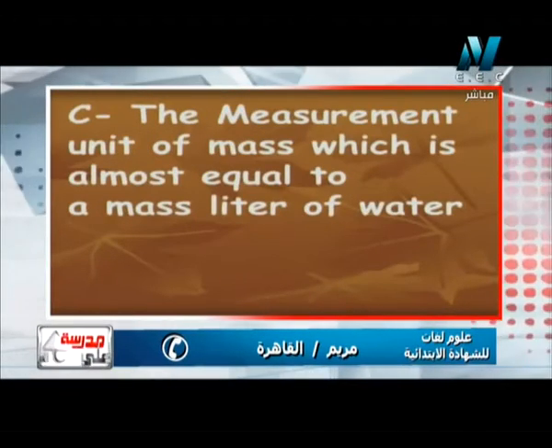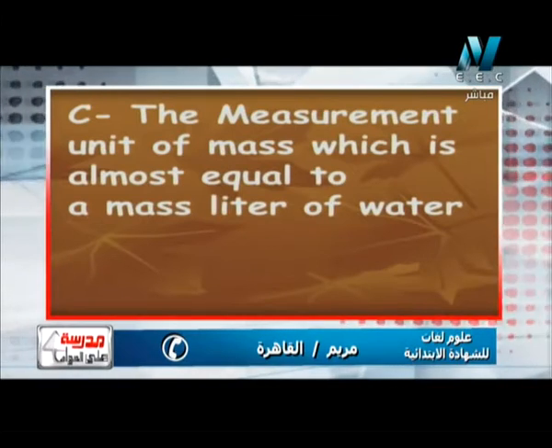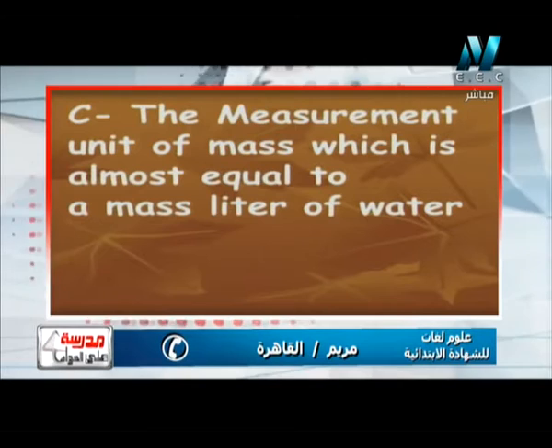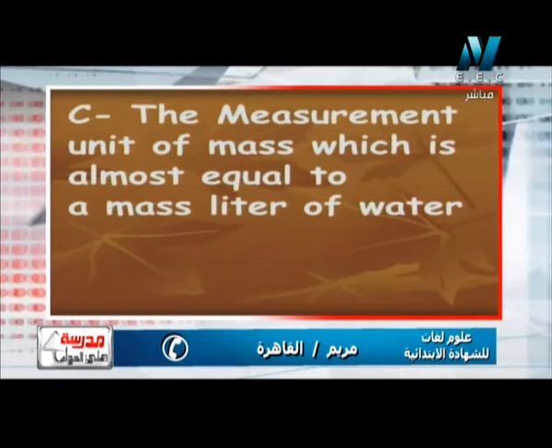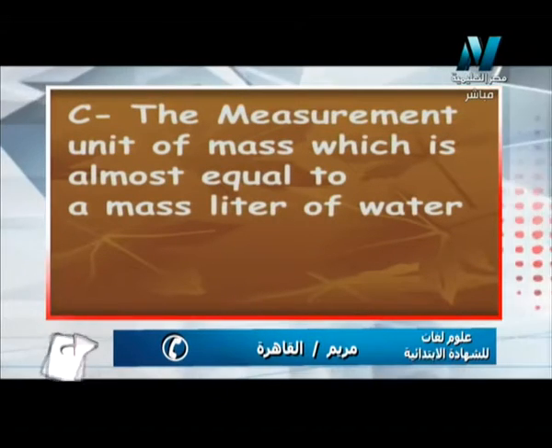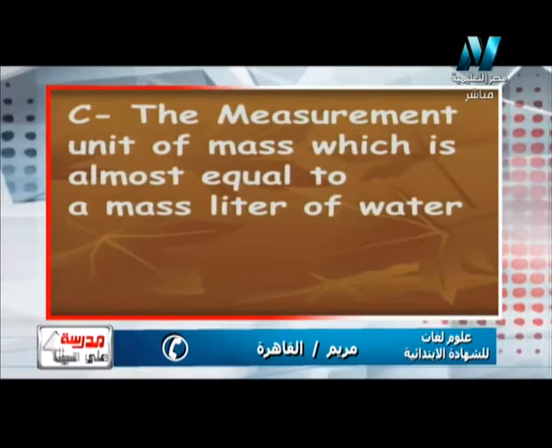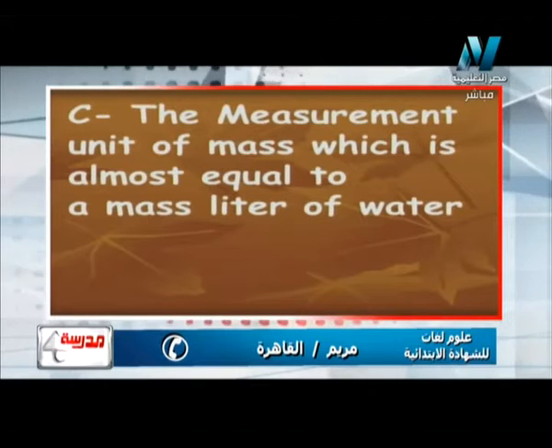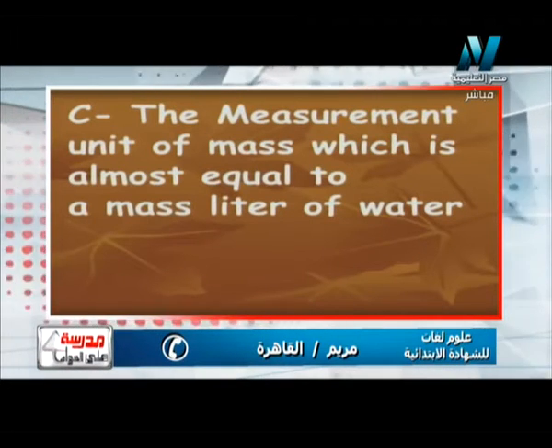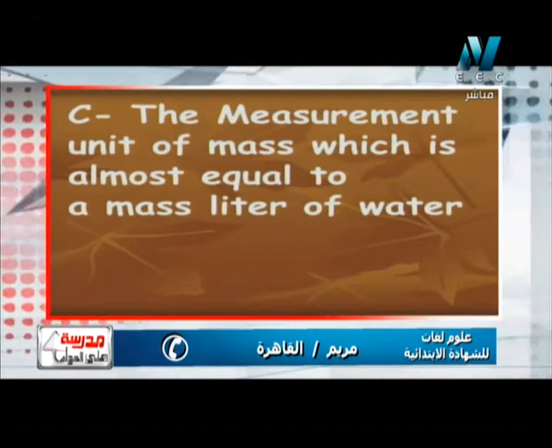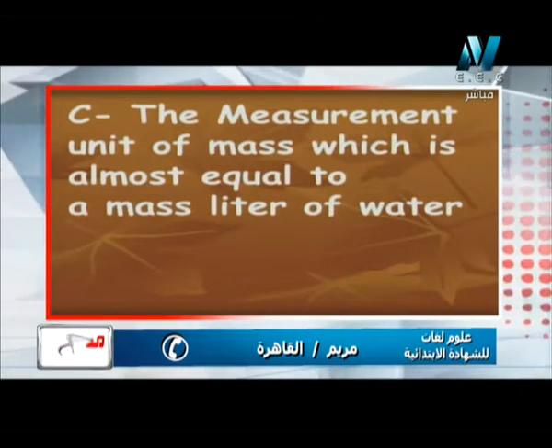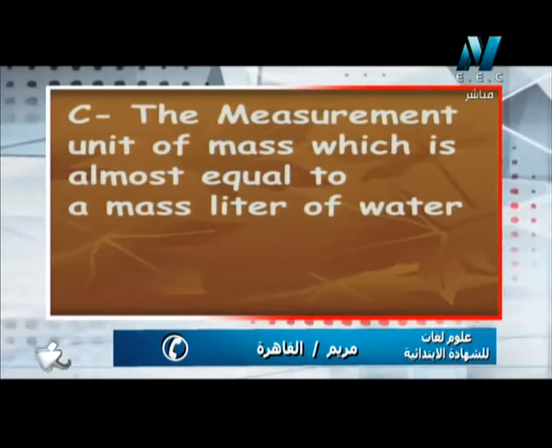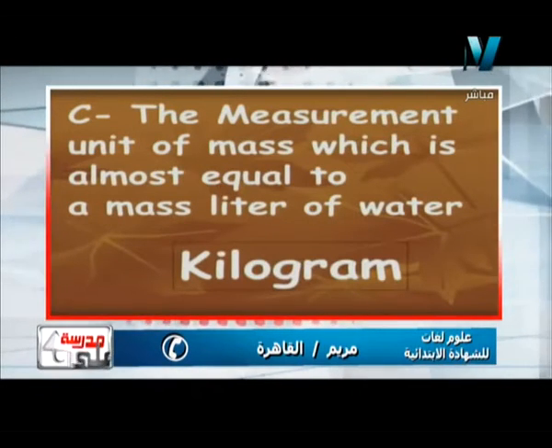Another question, Mariam. The measurement unit of mass, which is almost equal to the mass of a liter of water. Kilogram. Why, Mariam, do we not choose gram, for example, or ton? We have many measurement units of mass: gram, kilogram, ton. Because they say the mass of a liter of water. Very good, excellent, Mariam, because in this question we have a specification. The question says the measurement unit of mass which is almost equal to the mass of a liter of water, it will be kilogram, not gram, not ton.